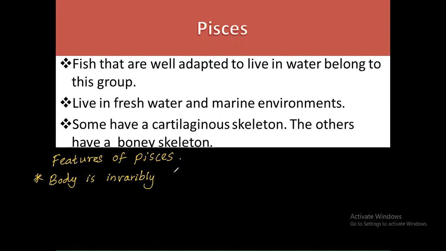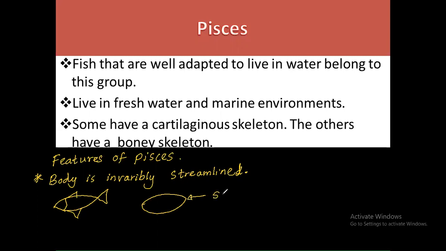Body is invariably streamlined. First write down this. Streamlined means what? What is the meaning of that? Fish, you have seen a body like this. If you draw a fish like this, its body shape is like this. This shape is called the streamlined shape.